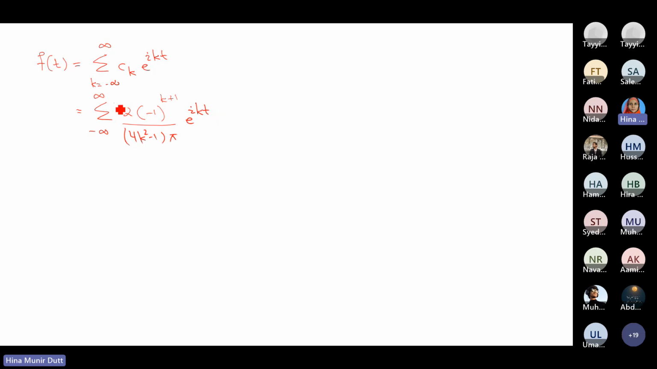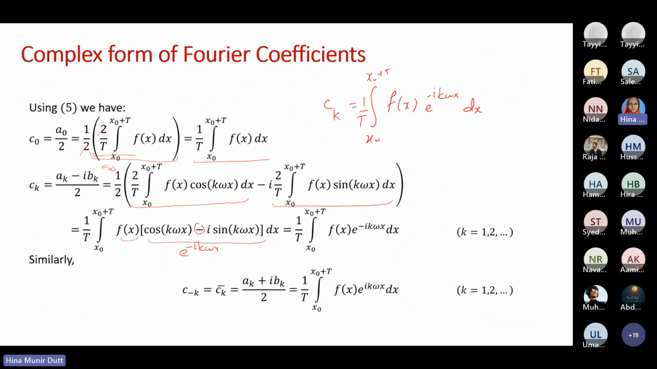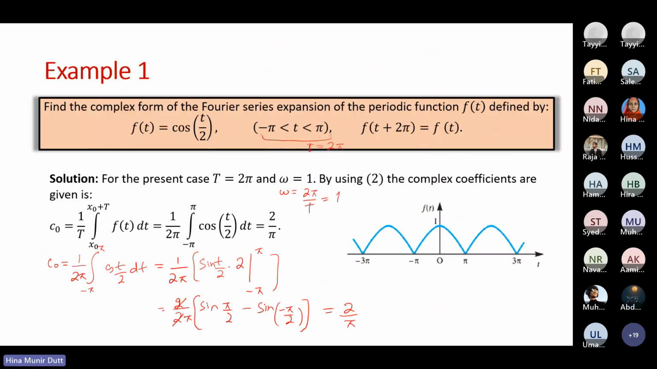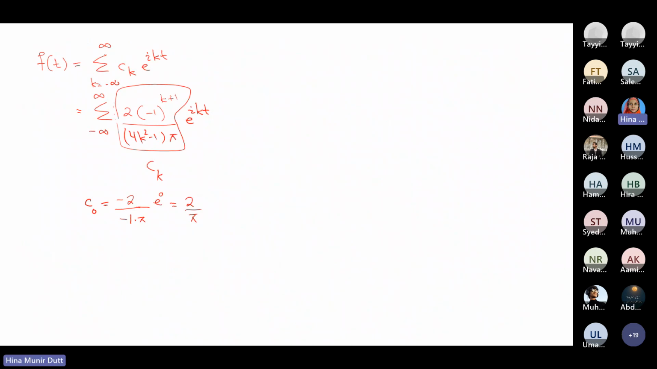This is my ck, which can be negative, which can be positive. And if I put k as 0 in this, what will I get? From here, if I put k as 0 in ck, that is c naught, this becomes minus 2 over minus 1 into pi, which is 2 over pi. So that 2 over pi is the same as what I had calculated here as c naught. So if you have calculated ck, no need to calculate c naught separately. So this is your complex form of the Fourier series.